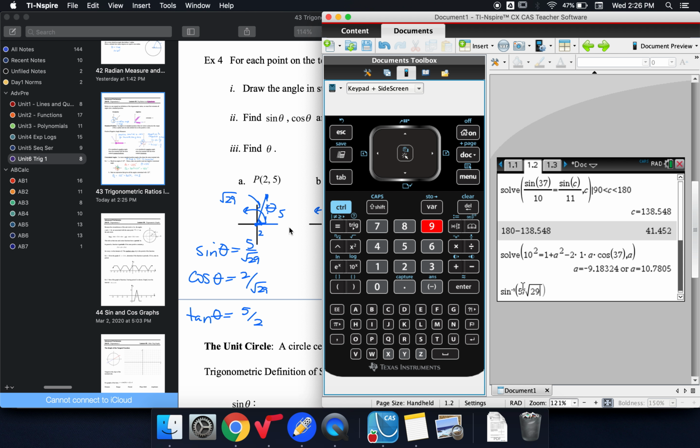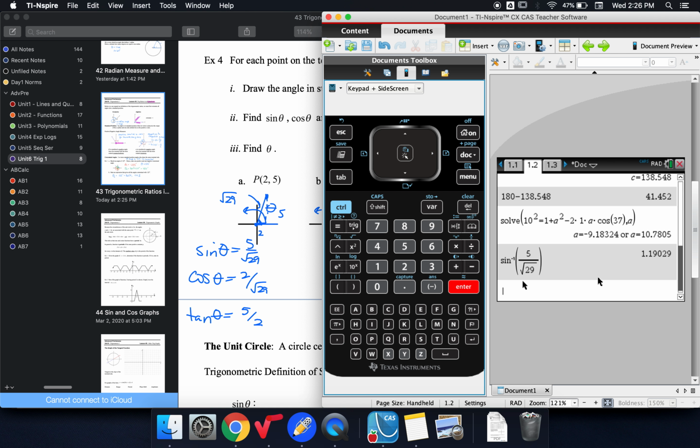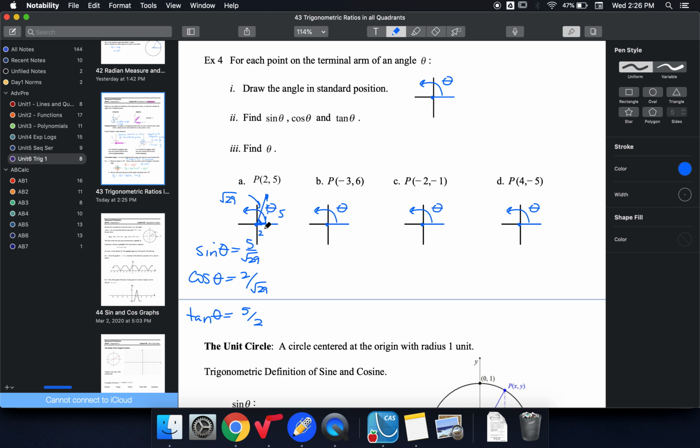I know that that angle is going to be between 0 and pi over 2. Pi over 2 is about 1.7. So it should be something between 0 and 1.7. So 1.19 radians is that theta value. So theta approximately 1.19 rad.